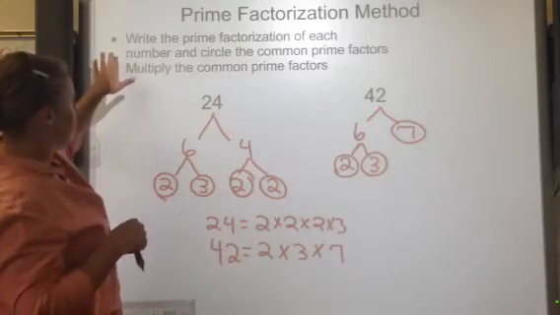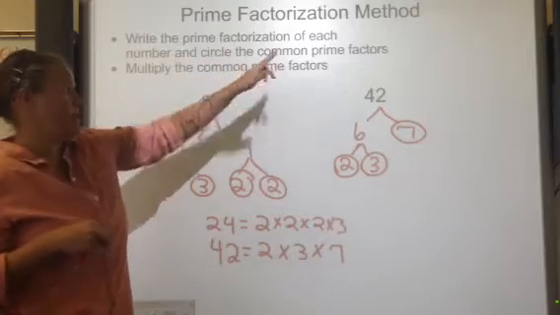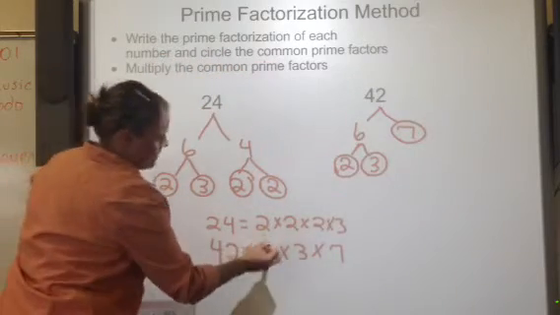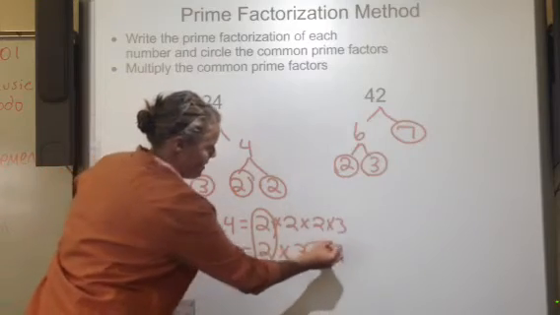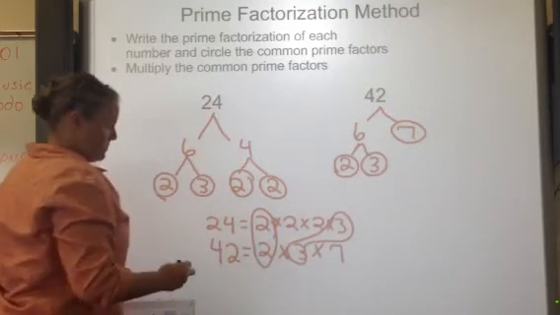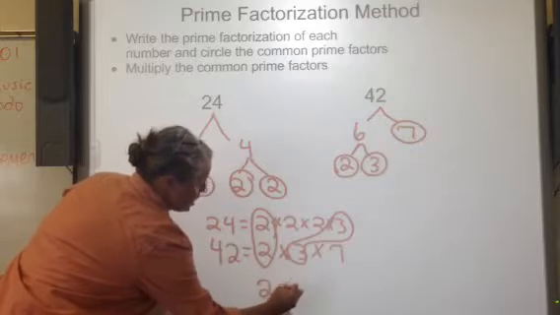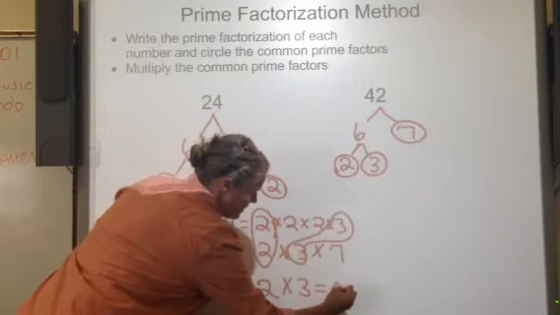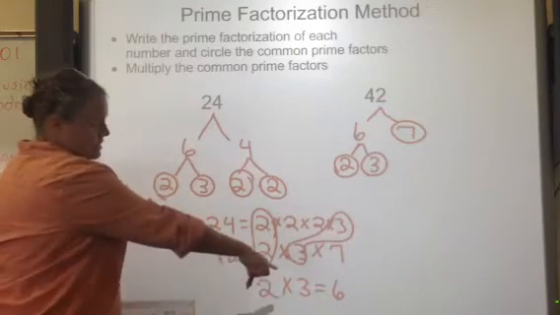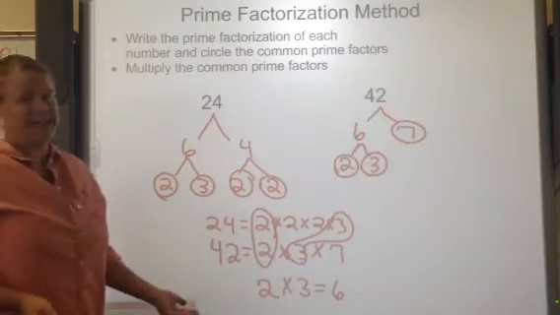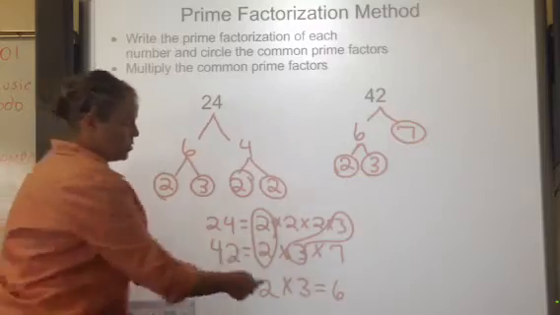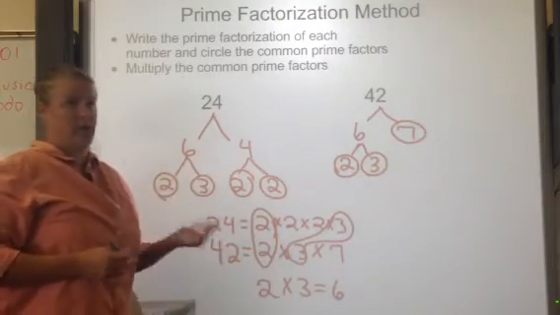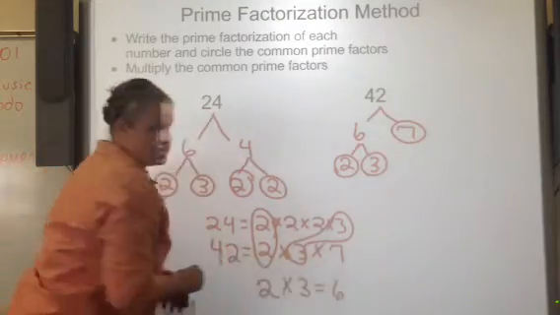So this time we're going to circle the common prime factors. So they have a 2 in common, and they have a 3 in common. So the GCF would be the common factors multiplied together. And as you can see, it's the same as it was on the last screen. The GCF on either method is going to be the same. So that's a good way to double check yourself if you want to do both methods. So 6 is the GCF.